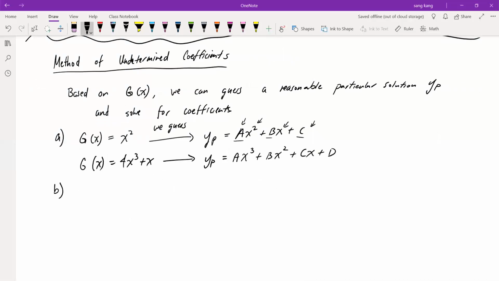We had this case here, g as a function of x. Let's say that equals e to the 3x. Well, this one, we'll just say is coefficient times the exponent itself. Okay.